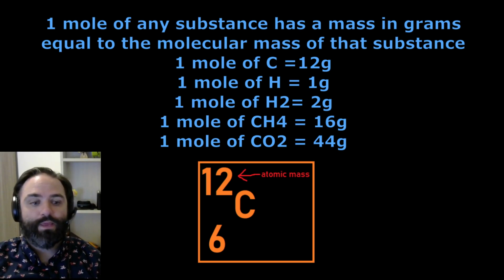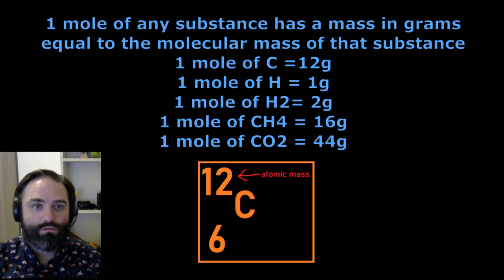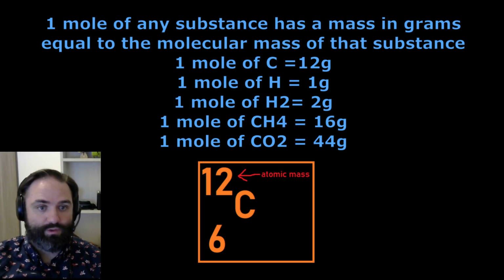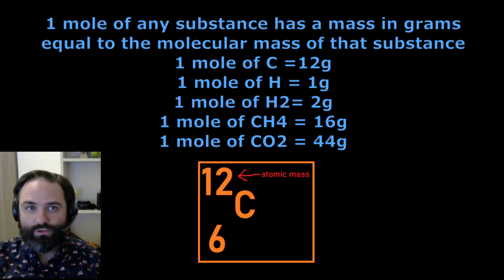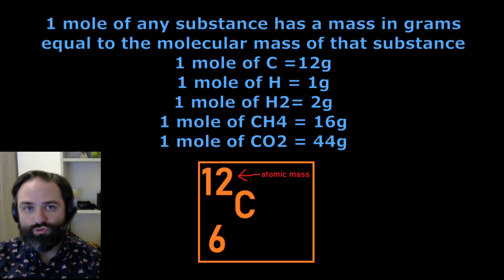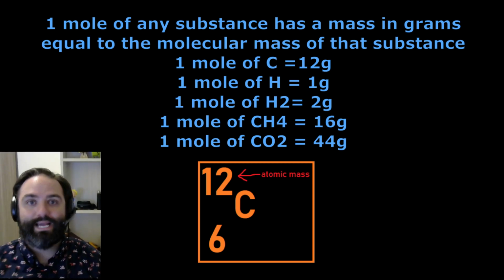So for example, carbon has a relative atomic mass of 12. That means that 1 mole of carbon will weigh 12 grams. Hydrogen has a relative atomic mass of 1. So if we take CH4, methane, it has a relative molecular mass of 12 plus 4, so 16. That means that if I have 1 mole, 6 times 10 to the power of 23, methane molecules, that will have a mass of 16 grams. Okay. So that's what a mole is.